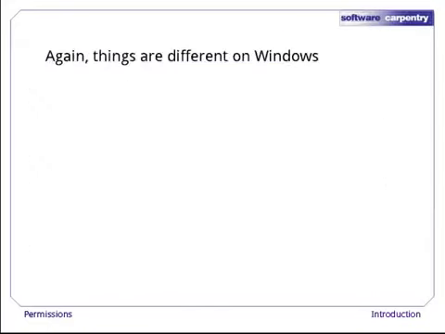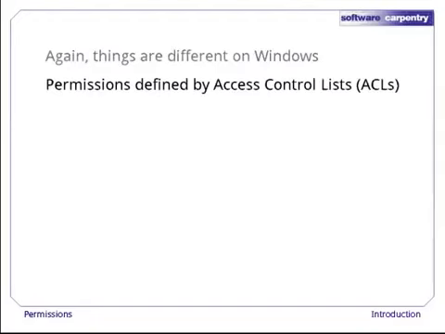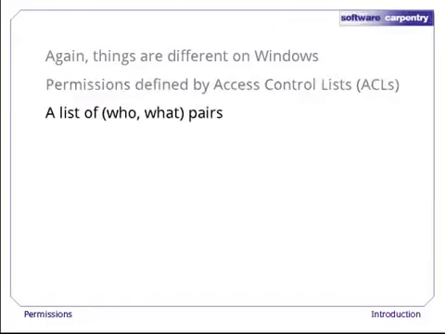As we said at the outset, though, things work differently on Windows. There, permissions are defined by access control lists, or ACLs. An ACL is a list of pairs, each of which combines a who with a what. For example, you could give the mummy permission to append data to a file without giving him permission to read or delete it, and give Frankenstein permission to delete a file without being able to see what it contains.